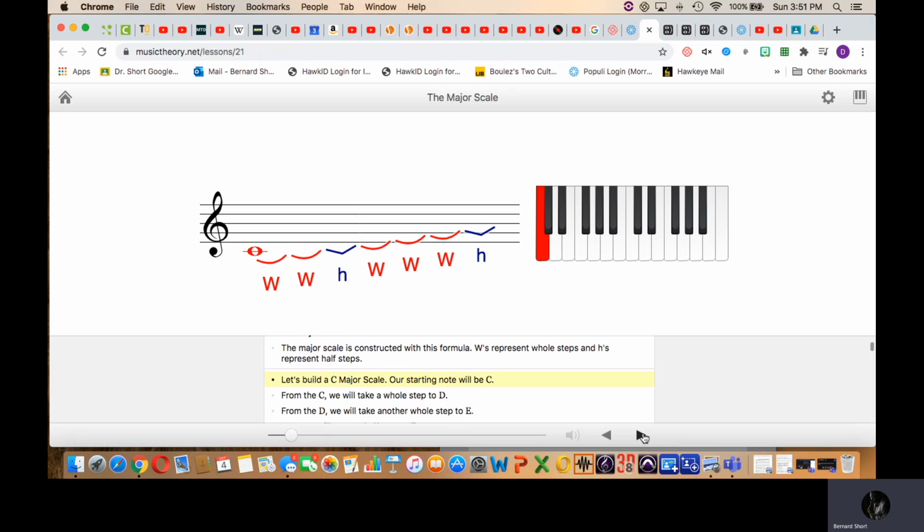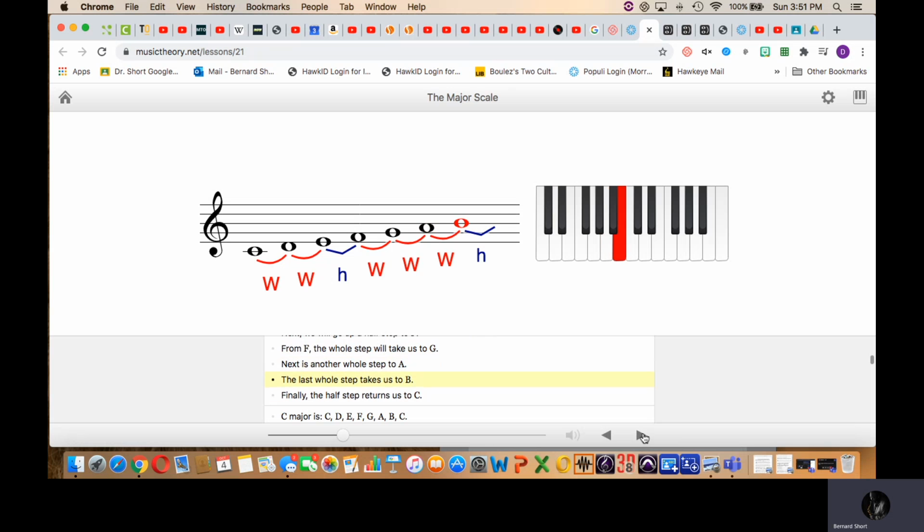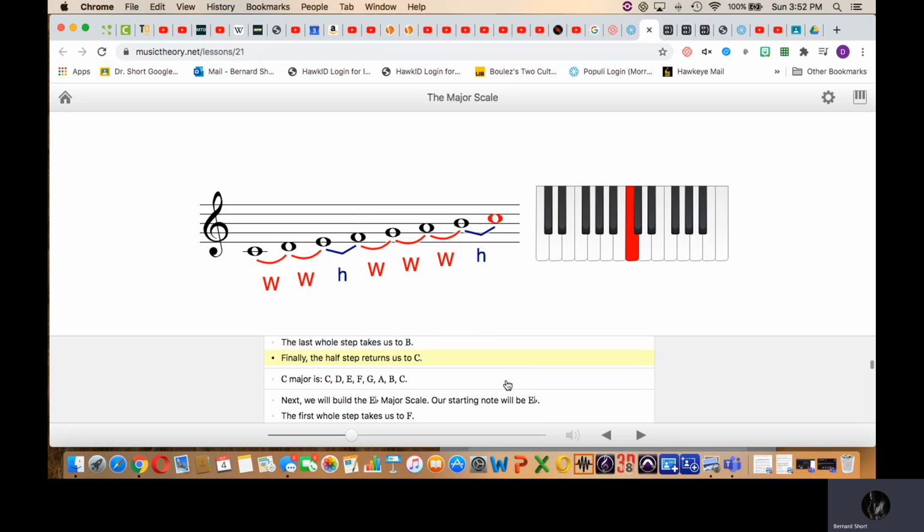C to D is a whole step. D to E is a whole step. A half step is from E to F. Another whole step is going to take us up to the G. The next whole step is the A. The next whole step is the B. And the last half step is the C. That is the formula for the major scale. It just so happens to be the C major scale.